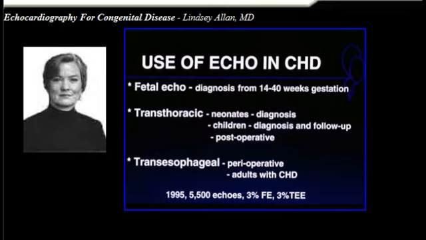Transesophageal echocardiography, of course, is also important in the follow-up of children with congenital heart disease as they become adults. As the transthoracic imaging becomes more difficult, it's useful to be able to use TEE to image young adults with congenital heart disease. And just to put some sort of perspective of it in terms of numbers, in 1995, in the pediatric echo lab, we did about 5,500 echocardiograms. I haven't looked at the figures yet for this year. And about 3% of those were fetal echocardiography and about 3% TEE, although I did do quite a lot of fetal echocardiography in the obstetric department.